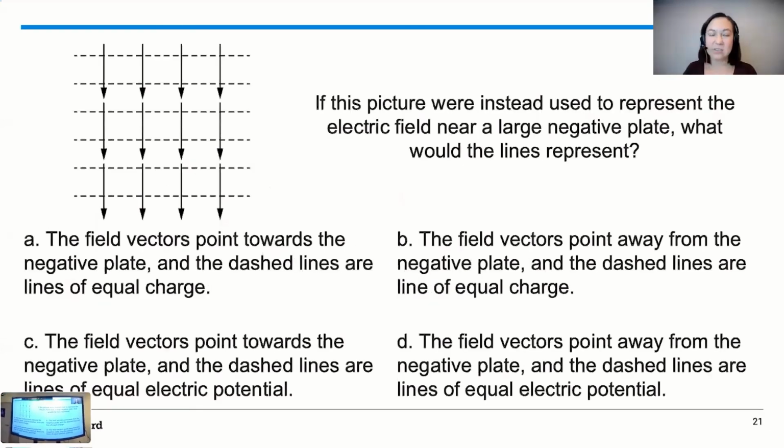So if I use the same diagram, but instead said it represents the electric field near a large negative plate, now what would the lines represent? So if this is now an electric field and it's near a large negative plate, does that mean A, the field vectors point towards the negative plate and the dashed lines are lines of equal charge? Is it B, the field vectors point away from the negative plate and the dashed lines are lines of equal charge? Is it C, the field vectors point toward the negative plate and the dashed lines are lines of equal electric potential? Or is it D, the field vectors point away from the negative plate and the dashed lines are lines of equal electric potential?